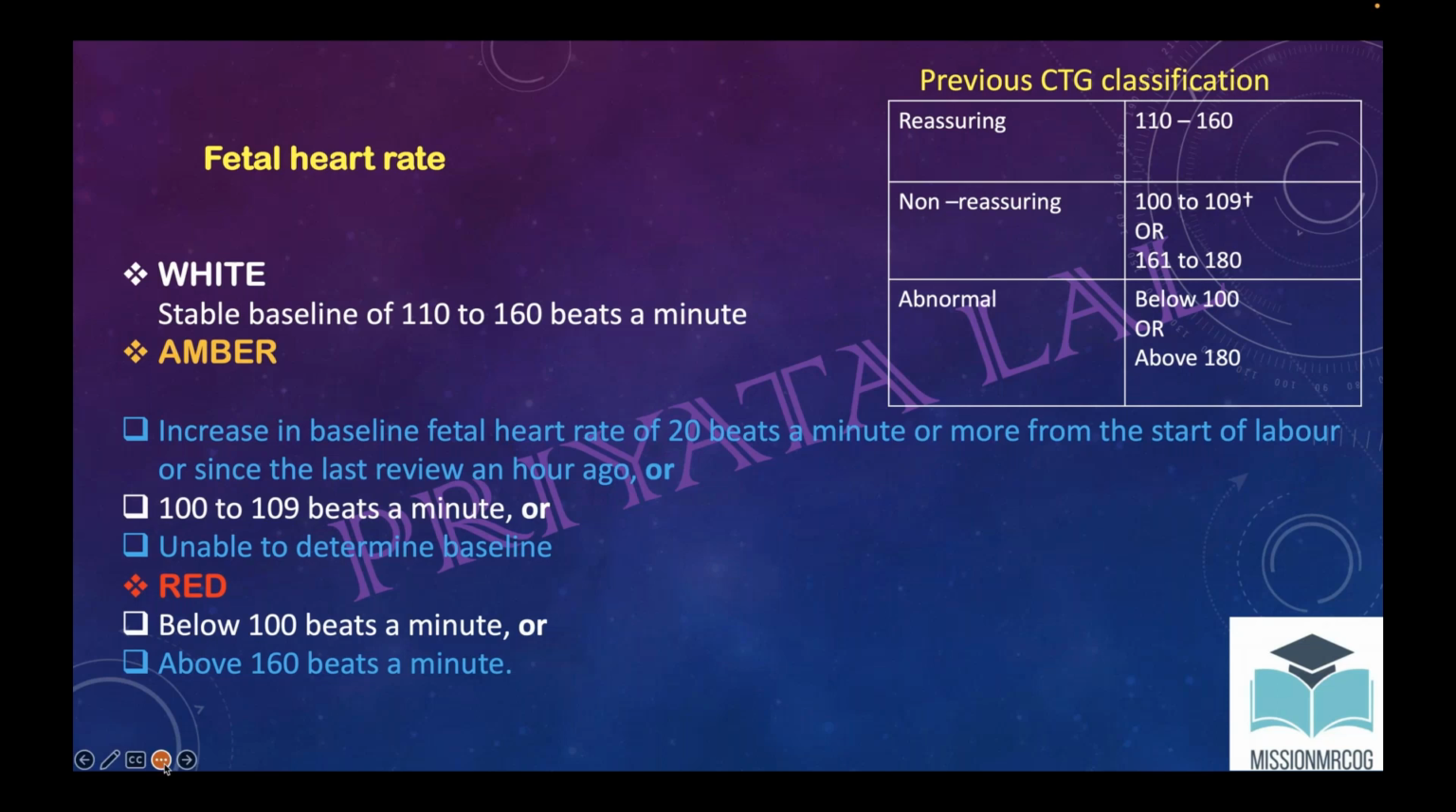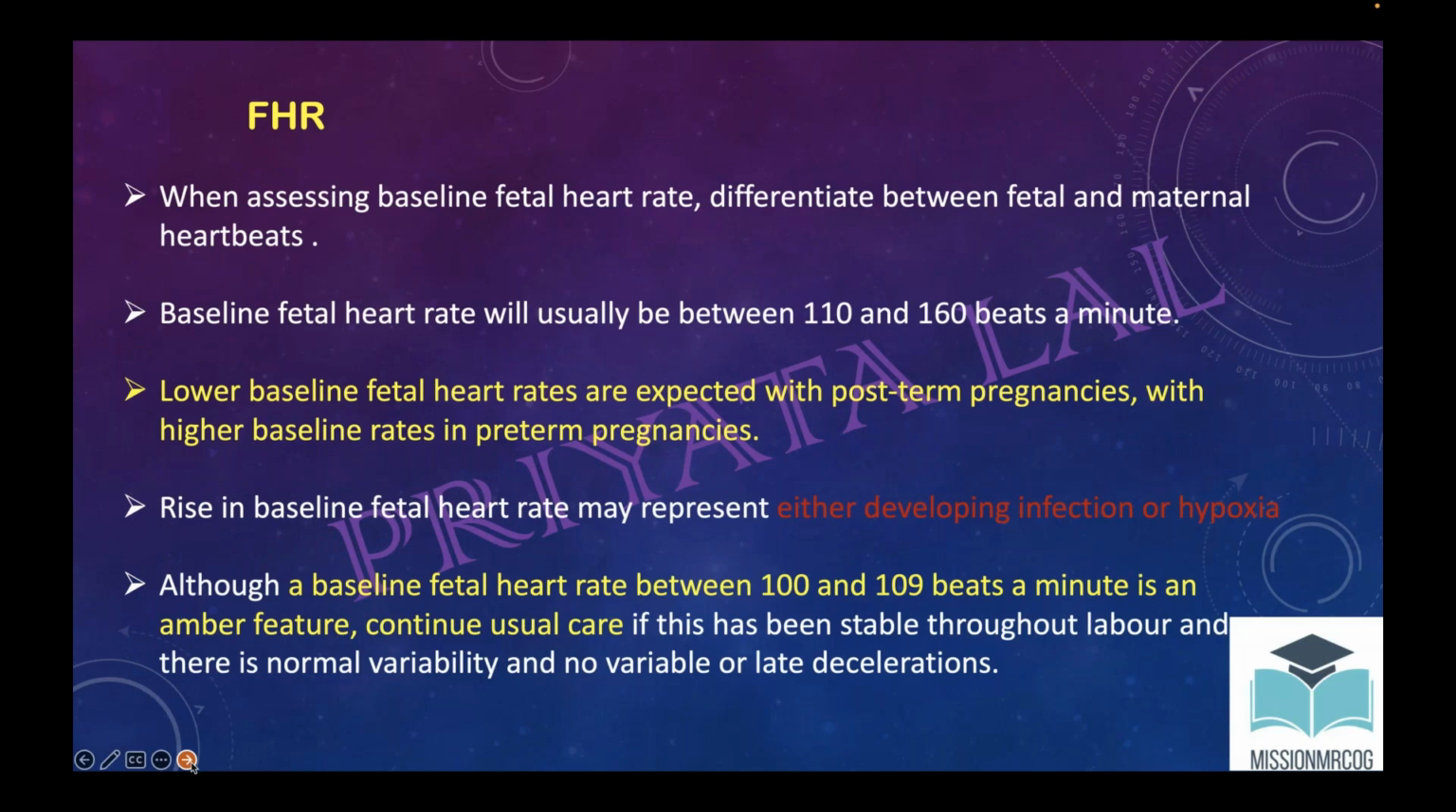So, what they write about the fetal heart rate, that normal, we already know it should be 110 to 160. You may find lower fetal heart rate in postterm pregnancy. You may find higher baseline rate in preterm pregnancies. And if the heart rate is increasing, you can think of sepsis or you can think of hypoxia.